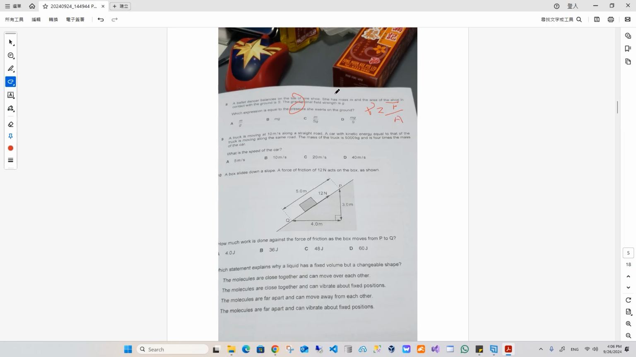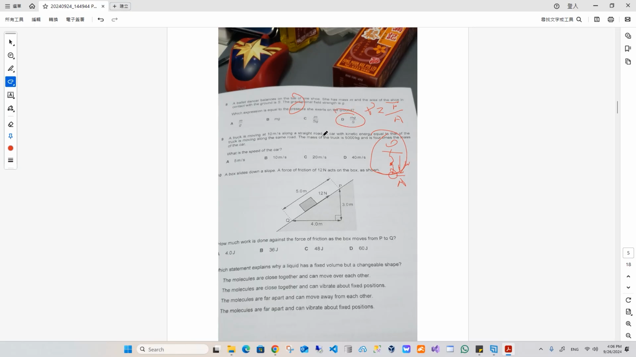Since it's the ballet dancer, there is a toe on the floor. So what is the pressure at the toe? The force is the whole body's weight, and the area is just the toe area. So it's mg over S, where S is the area of the shoe in contact with the ground, and mg is the weight of the whole body. So the answer is D.